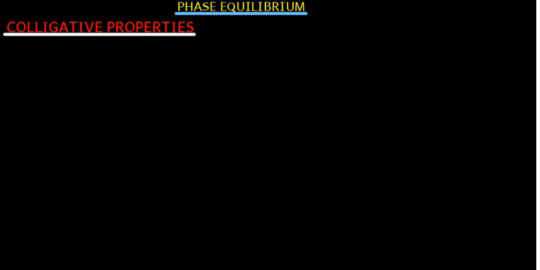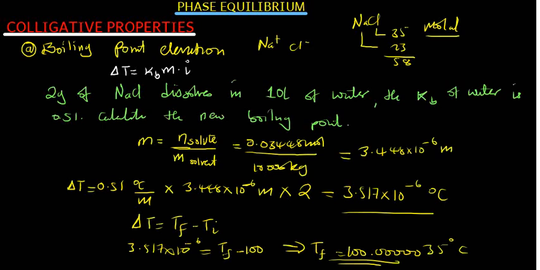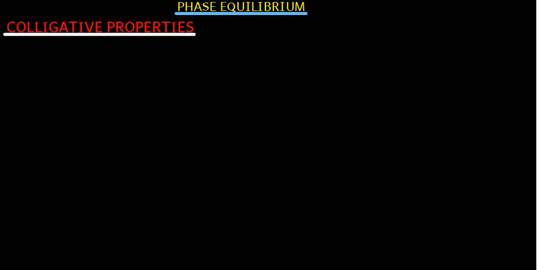In this video, we continue looking at colligative properties. In the previous video, we considered that colligative properties are properties which do not depend on the identity of a substance but just on the concentration of solute. And we looked at boiling point elevation as one of the colligative properties. Now we proceed and look at other colligative properties. The second one we want to consider is freezing point depression.